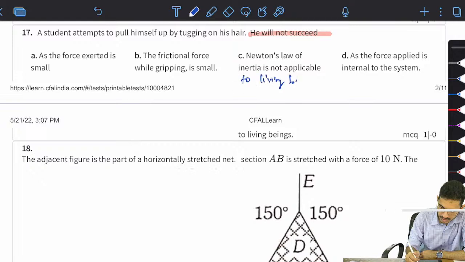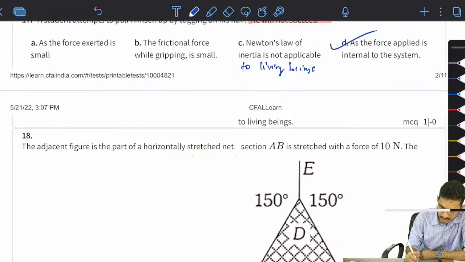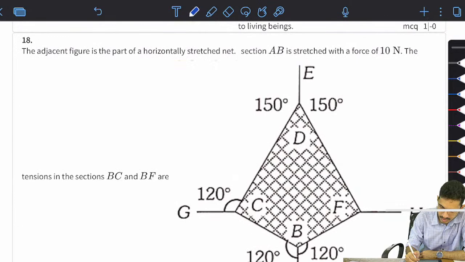This is what was there in the question paper. It's applicable for everything, any physical object it's applicable to. The last one is the answer. The force applied is internal to the system. So internal forces cannot move the center of mass of a system. In other words, an internal force cannot pull a person, which is obvious, because otherwise we could just push ourselves and go wherever we want to go. Okay. All right. Next, let's look at the 18th question.